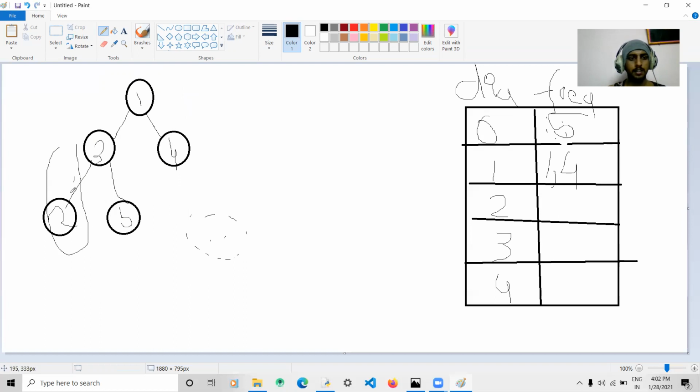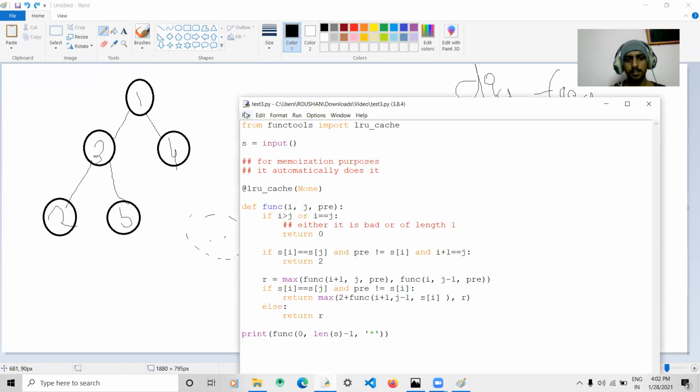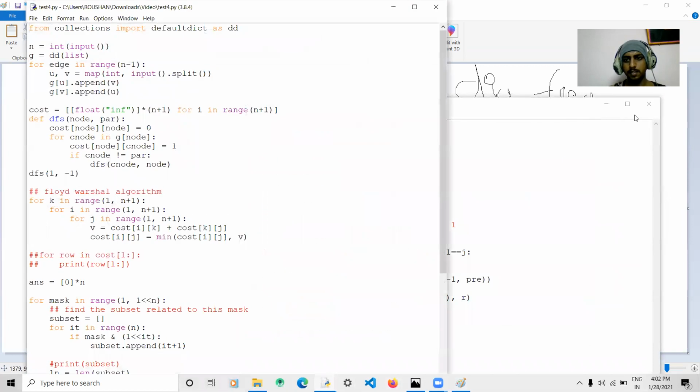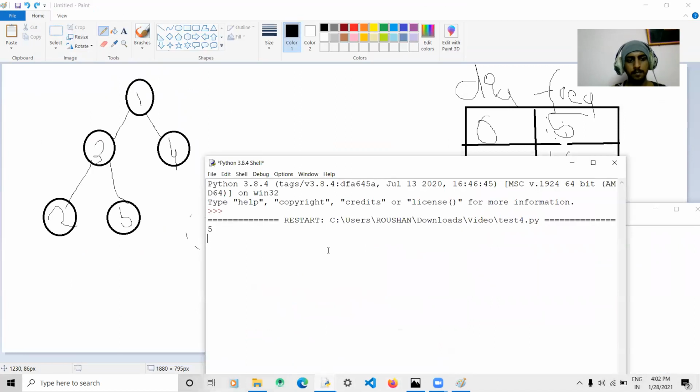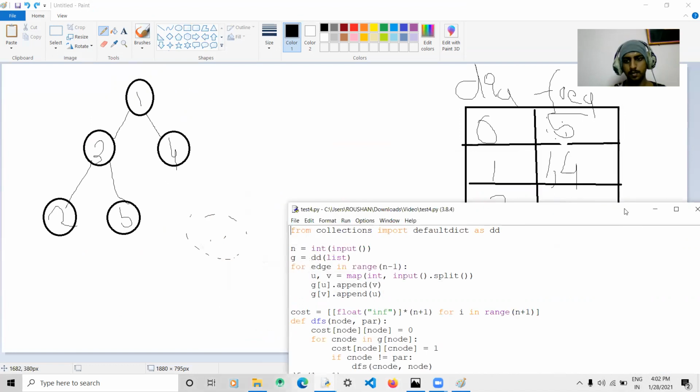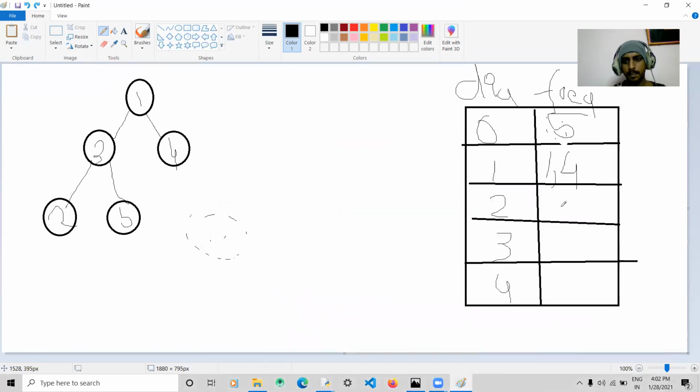Just keep on doing that here. So how many ways can you get 2? Instead of calculating it the brute force way, let's just run it in a program to see what it would give. We have 5 nodes. One is connected to 4, one is connected to 3, 3 is connected to 2, and 3 is connected to 5. So 4, 5, 3, 0. This is what we will get.